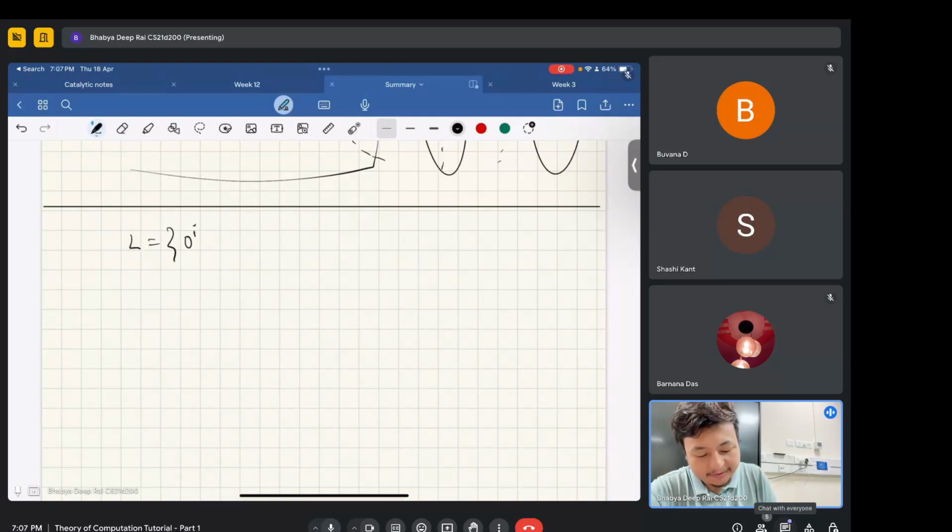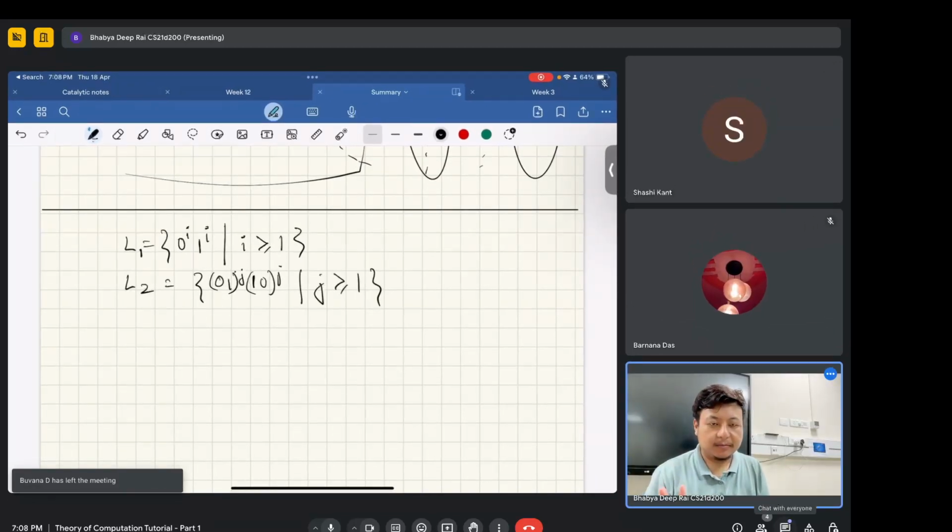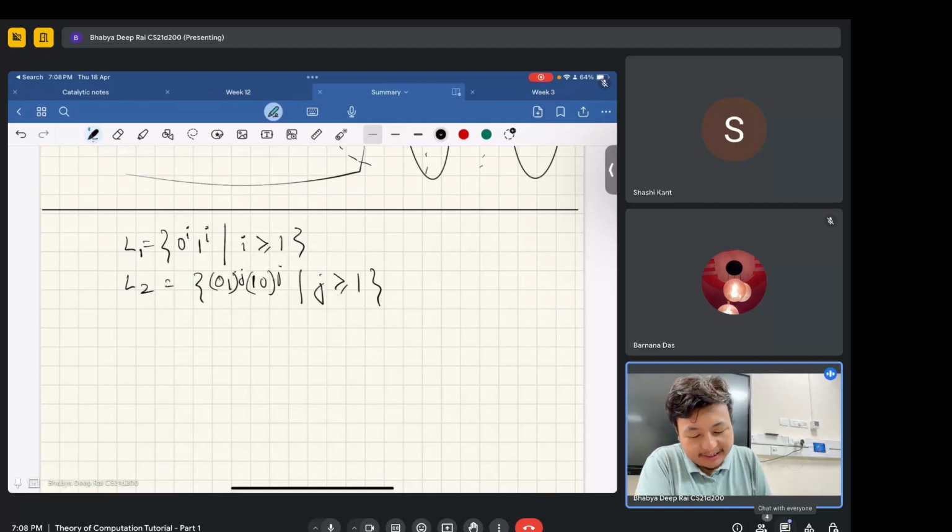L is 0 to the i, 1 to the i, where i is at least 1. This is L1. And L2 is 0 1 to the j and 1 0 to the j, j at least 1. These are the languages I have, and the claim is L2 is regular.